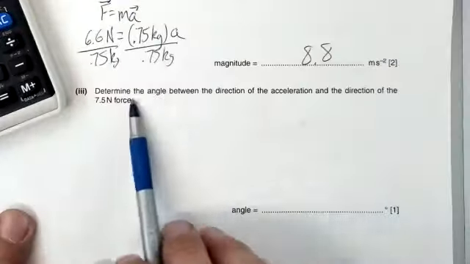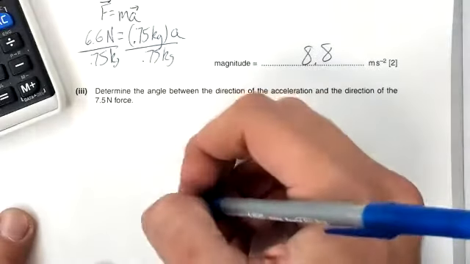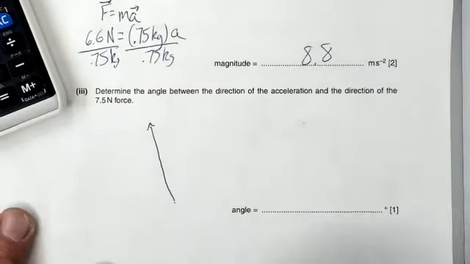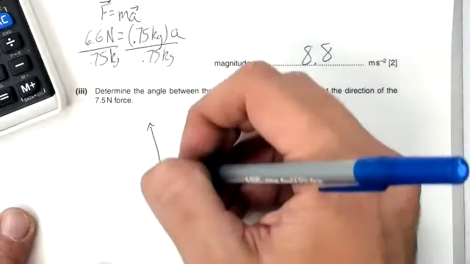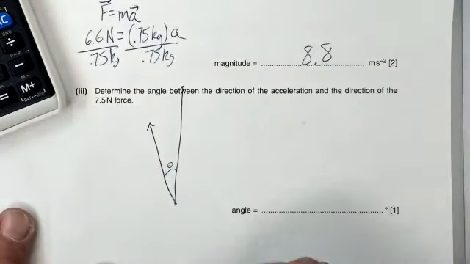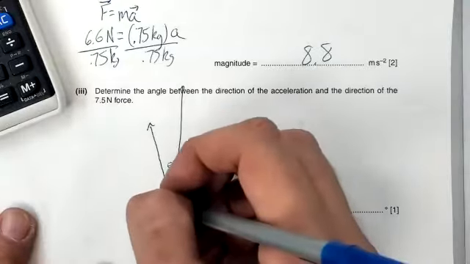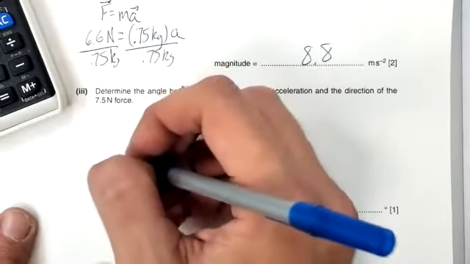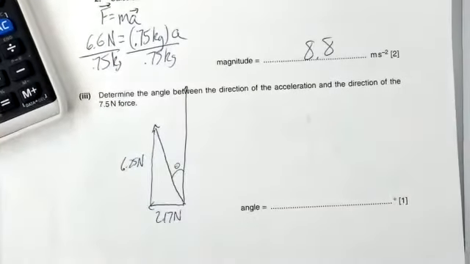This thing wants to know the angle between the direction of the acceleration. Well, that's the same as my resultant force, the one that went that way. And the direction of the 7.5 Newton force, which is, remember, my north force. So it wants this angle right here. Remember, I know that there's a 2.17 Newton vector that way and a 6.25 Newton vector this way. That's how I solved for my resultant, or I showed that my resultant was 6.6.